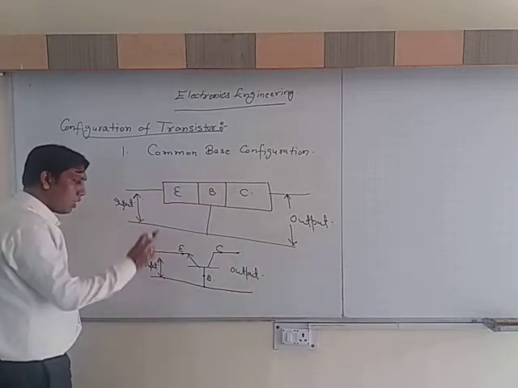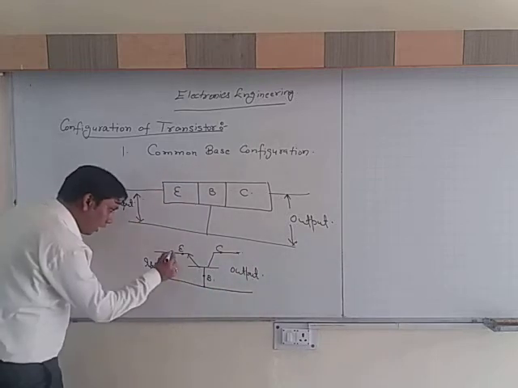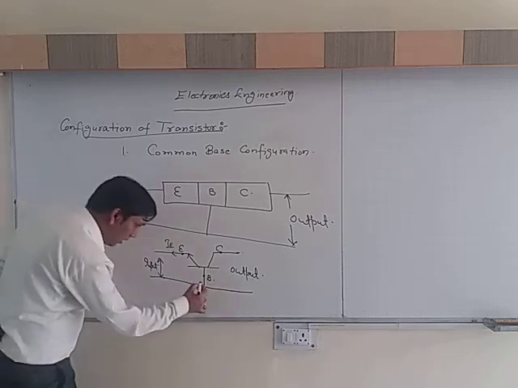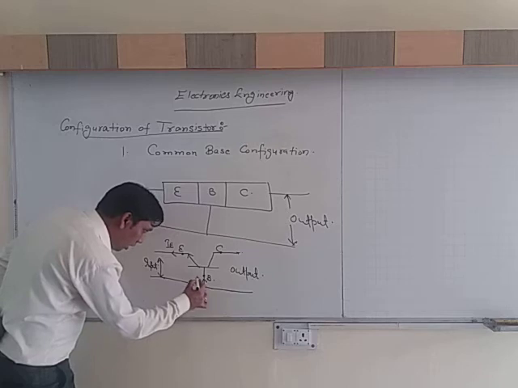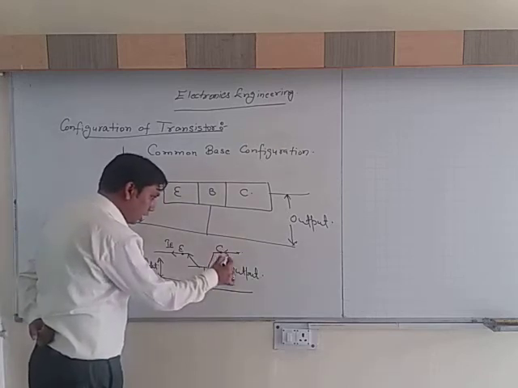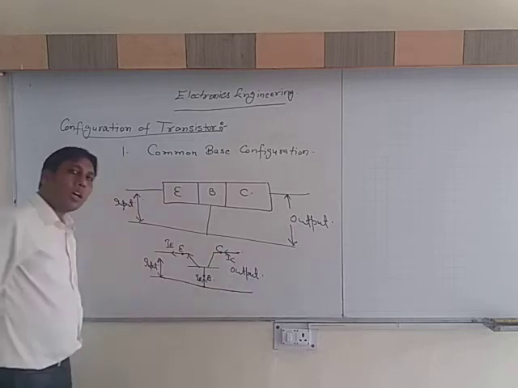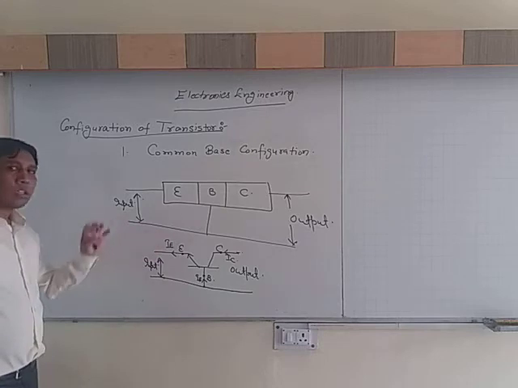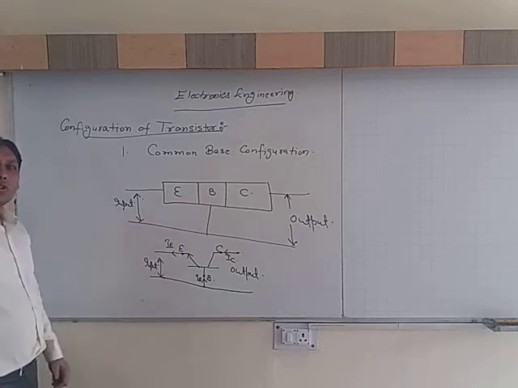So the current flowing at this terminal will be IE, and here we have IB, and at the collector terminal we have collector current, that is IC. This is the common base configuration.